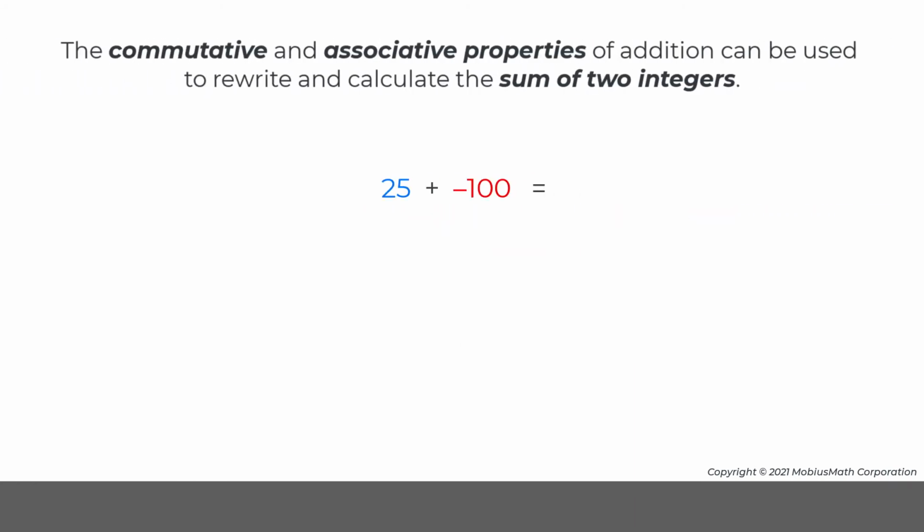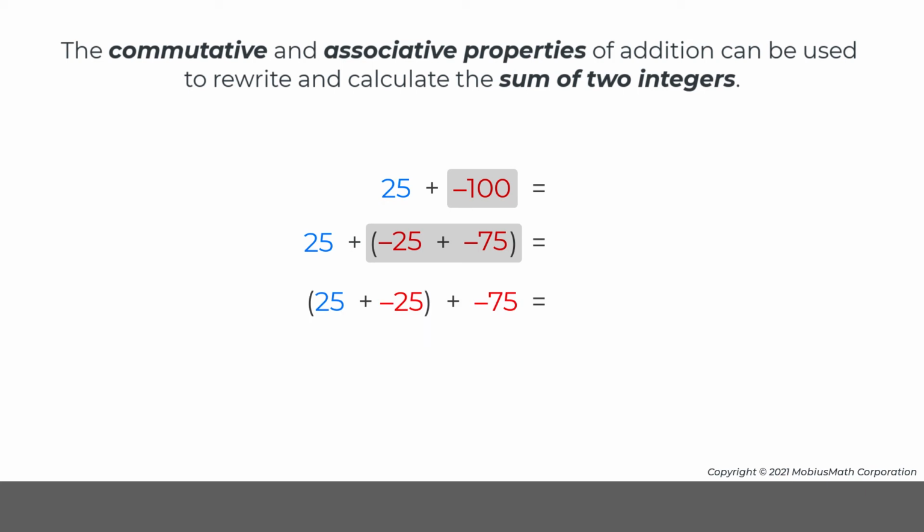The commutative and associative properties of addition can be used to rewrite and calculate the sum of two integers. First, the integer with the greater absolute value is split. If necessary, the order of addition can be reversed because addition is commutative. Then, the associative property can be applied to group the add-ins that add up to 0.